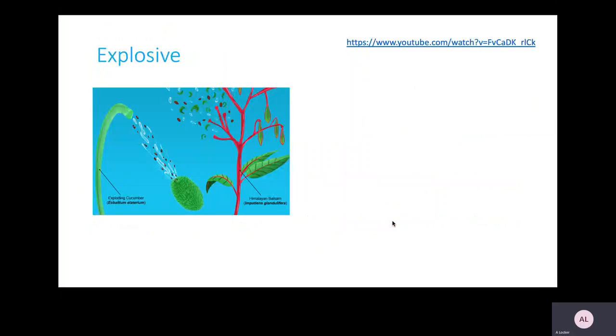Okay. Explosive then. There is a little video clip here. I can't play it for you. I'll put the link in the lesson at some point. In fact, I might put it on. I've got some resources to put on, so you'll be able to watch that video. It just shows you that when these sort of seeds are ripe, or if something touches them, they will sort of explode and the seeds will shoot everywhere. So it'll move away from the parent plant.